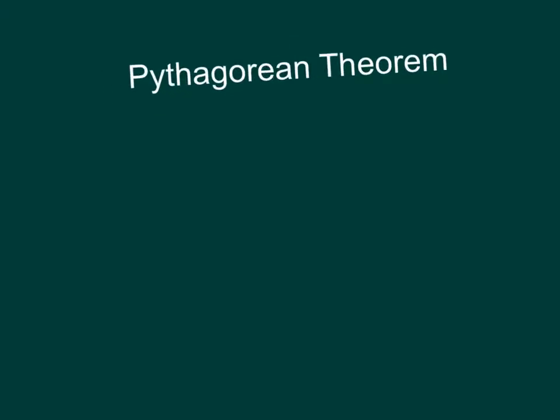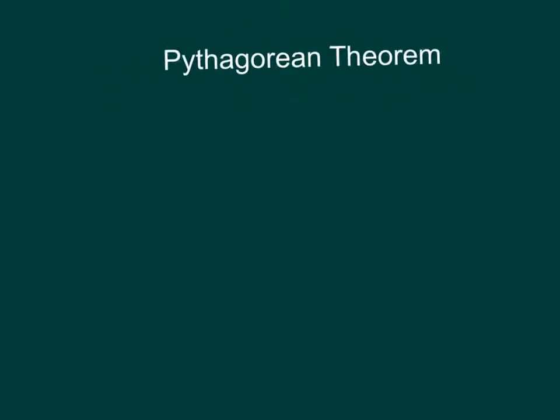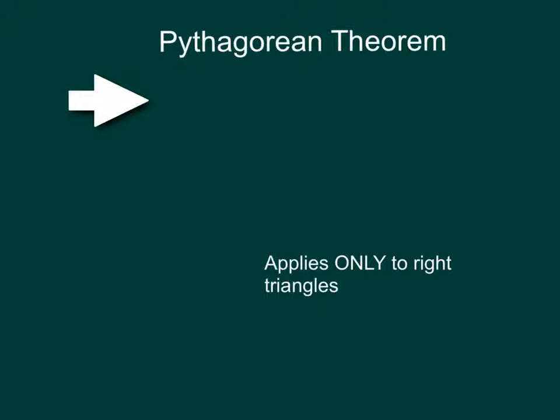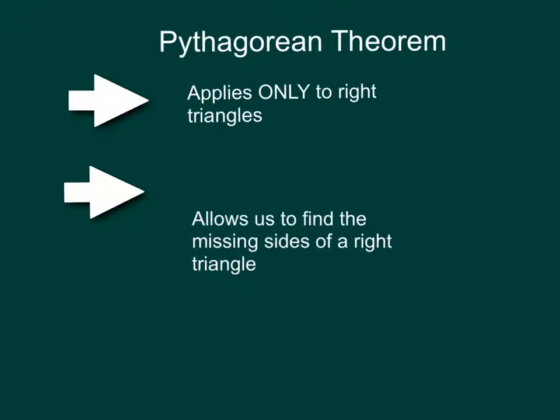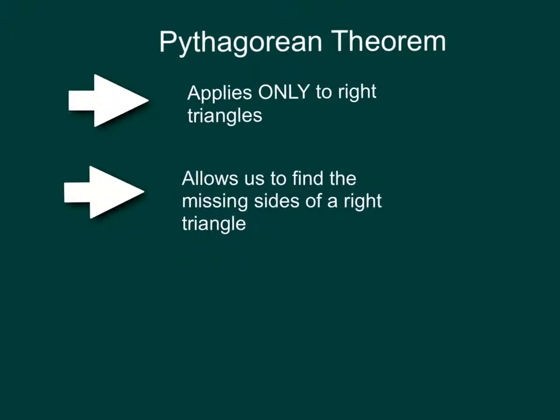This screencast is going to investigate the Pythagorean theorem. Basically, the Pythagorean theorem is used in right triangles, and as we know, a right triangle is a triangle with a 90-degree angle, and it allows us to find the lengths of sides. Again, it applies only to right triangles, and it allows us to find the missing sides of a right triangle.